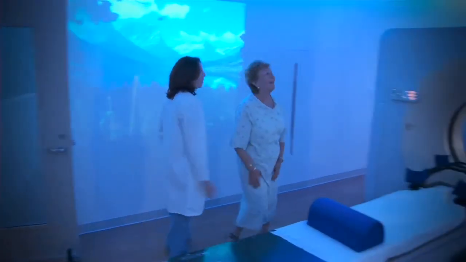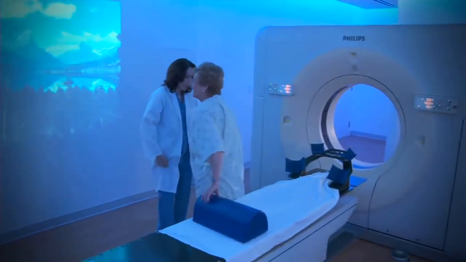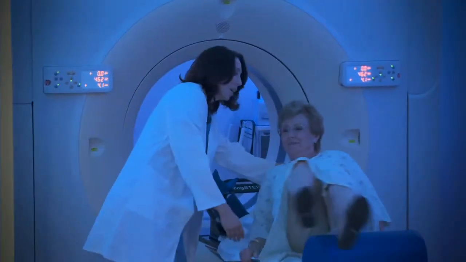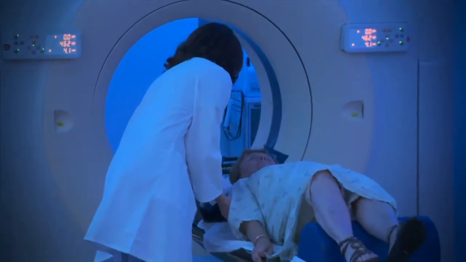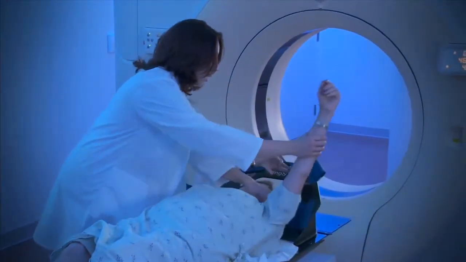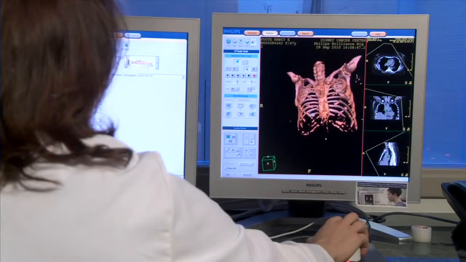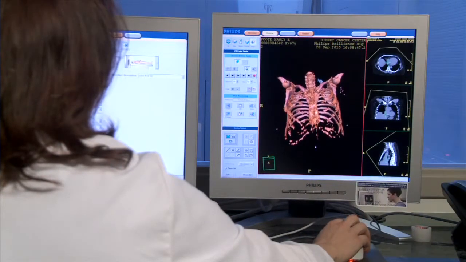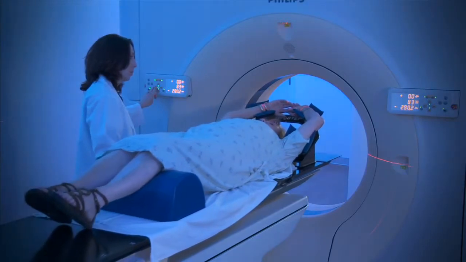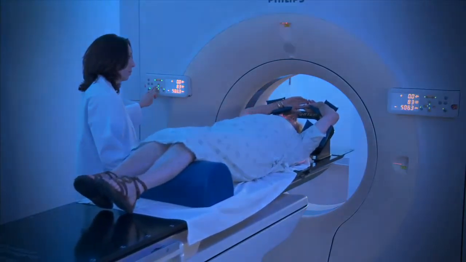After a patient is consulted by the doctor, they'll come in for what we call a simulation. And that's where we position the patient and they do a CT scan where they're able to localize the tumor. Your radiation therapist uses reference markers and immobilization devices to make sure you're positioned for the best angle of treatment. The CT scan obtains a high-resolution 3D image of the anatomical region to be treated. These images will be used in the planning phase.